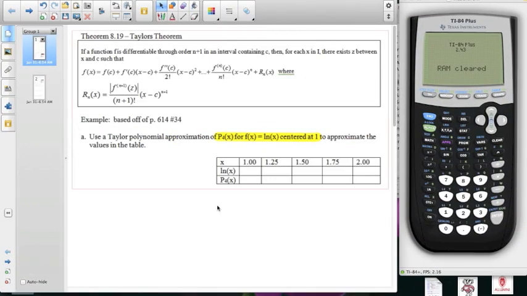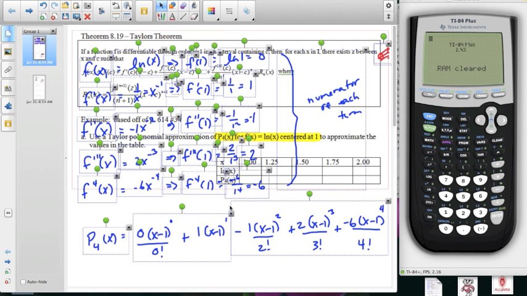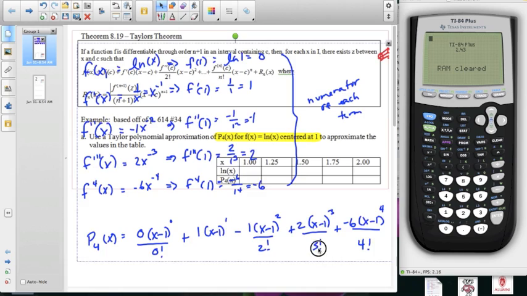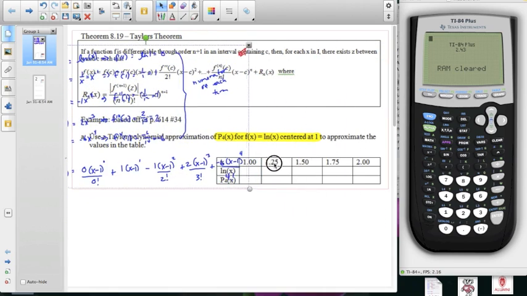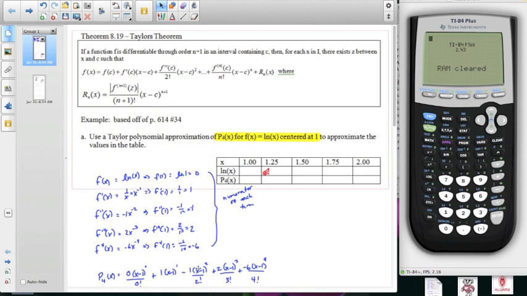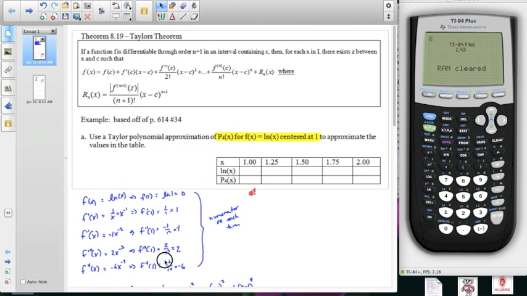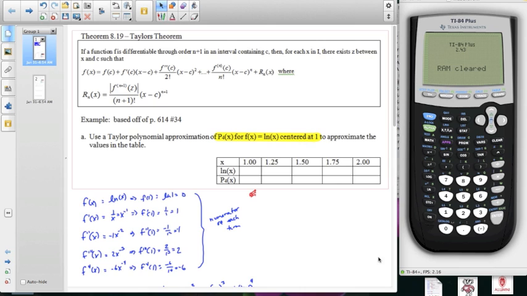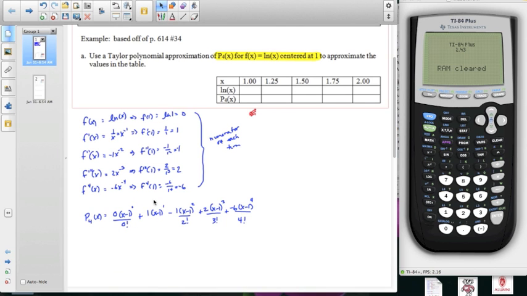So let me just dump that into here, and we can scale that down a little bit. Okay, so there's that polynomial expression. That polynomial, that P4, that polynomial approximation looks like this.